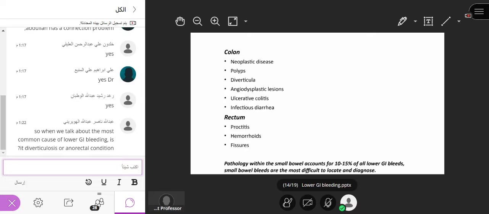Yes, you can see through a barium follow through, but we don't usually do barium follow through in case of bleeding. We can do another test, technetium-labeled tagged RBCs, and with that we can tell you about bleeding from the small bowel. But as a whole, it is difficult and it is rare as well.